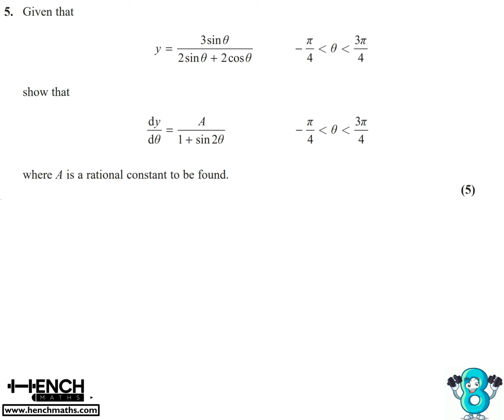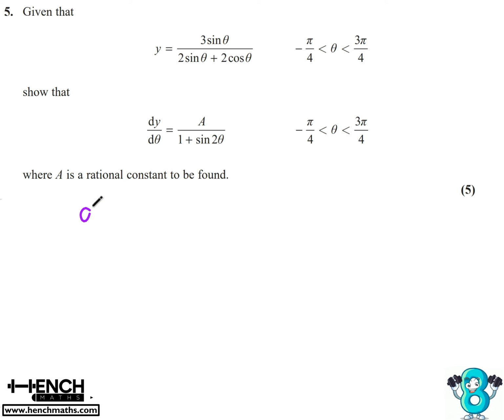So we've got a function divided by another function, so that implies to us we're going to use the quotient rule. We've also, the thing that we're going to try and get to has a sine 2 theta in it, so we need to remind ourselves about trig identities. So first of all, the quotient rule.